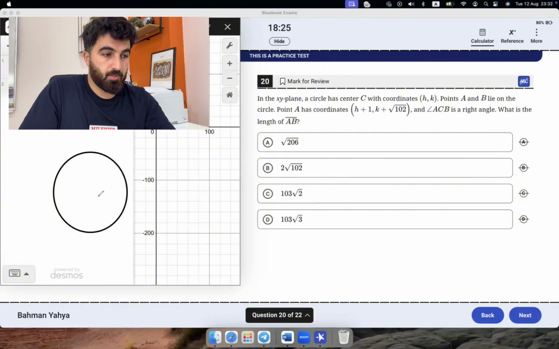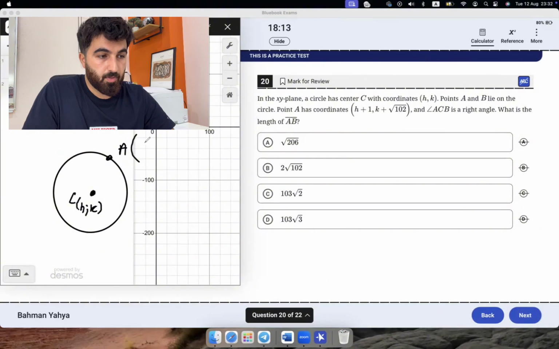The center is H and K. This is C. That's H and K, and there's a point A with the coordinates h plus 1 and k plus square root of 102. See, they use h and k here also. And we have B, let's write B.